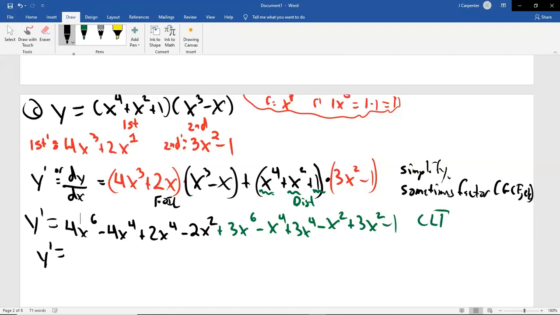4x to the 6th plus 3x to the 6th is 7x to the 6th. I'm going to squiggle the ones I've used. I don't want to cross them out. So 4x to the 6th, where is it? Plus 3x to the 6th gave us that. Then our x to the 4th. So I don't have any x to the 5th. So the x to the 4th, we got a minus 4x to the 4th plus 2x to the 4th minus x to the 4th plus 3x to the 4th. We've got 4 of them. And we're just going to combine the coefficients. So that's a negative 4.